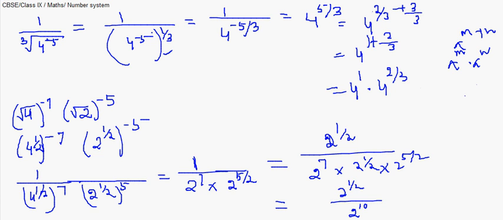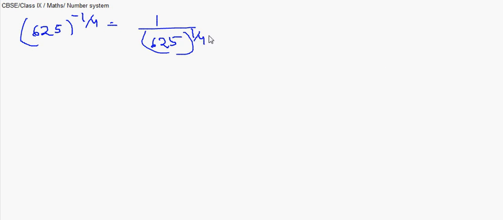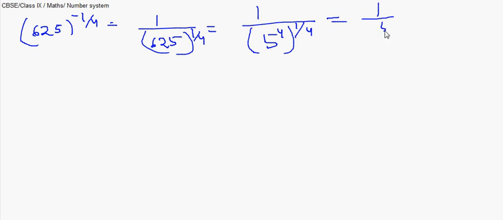I move on with more questions. Here the question is to find 625 to the power minus 1 by 4. That seems to be quite simple. It is 625 to the power 1 by 4. I think 5 to the power 4 gives you 625. I write it as 5 to the power 4 with 1 by 4, and that answer becomes 1 by 5. It sounds quite simple.